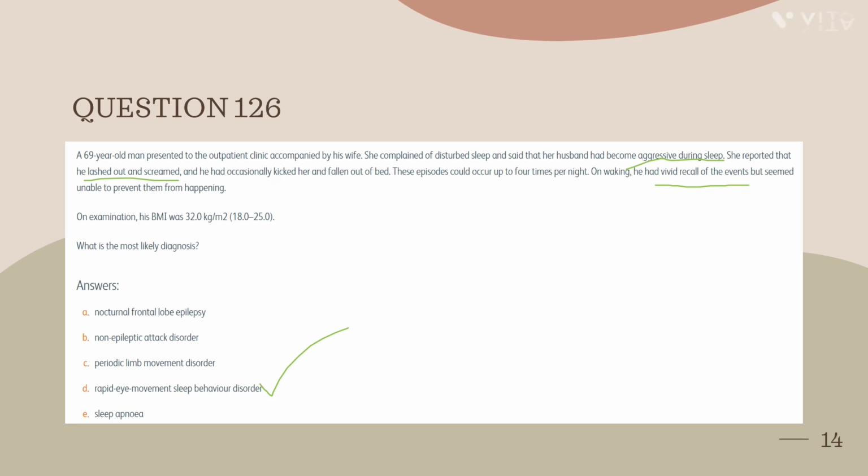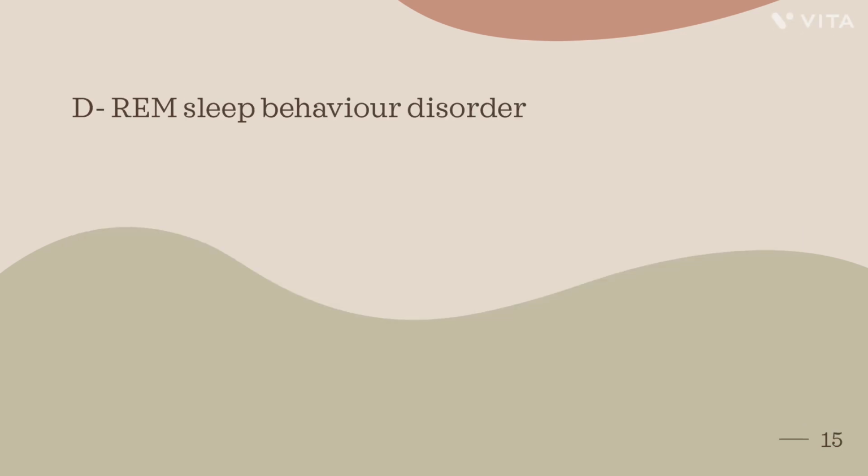Okay. Sleep apnea means, in an obese individual, they are having snoring and all. They can have increased daytime sleepiness. It's not like this. Periodic limb movement disorder, no. That is mainly limb movements. Here, the patient is aggressive and lashing and screaming, and also has vivid recall of events. Okay. So that is REM sleep behavior disorder.